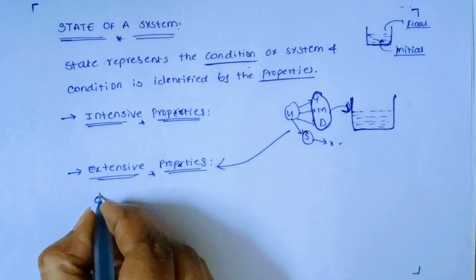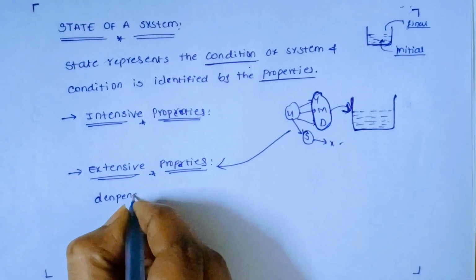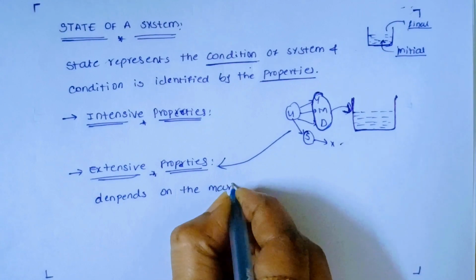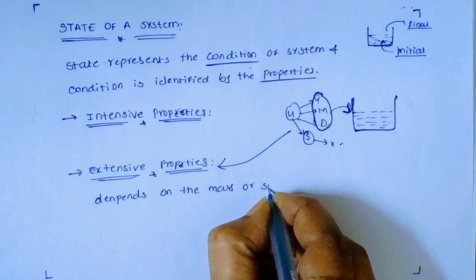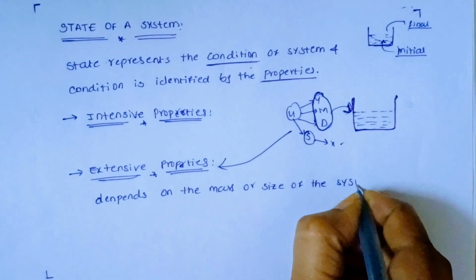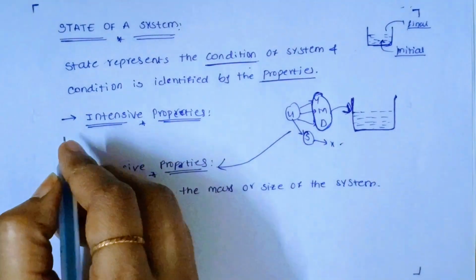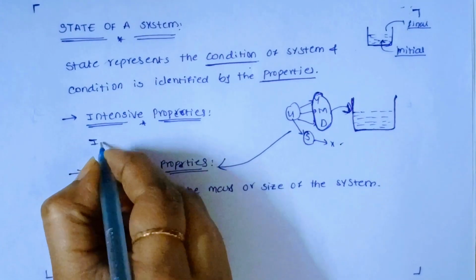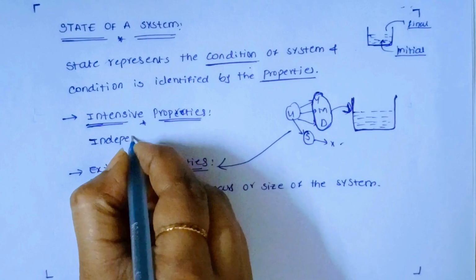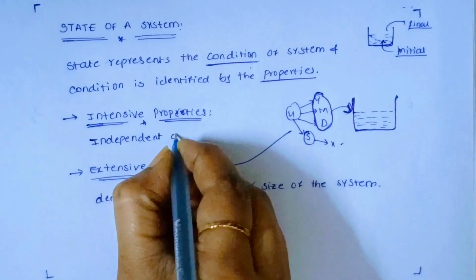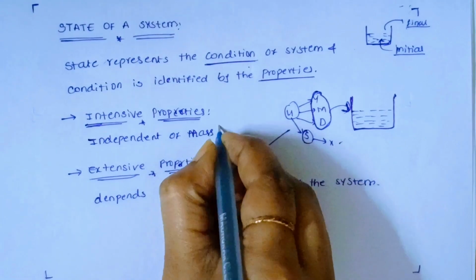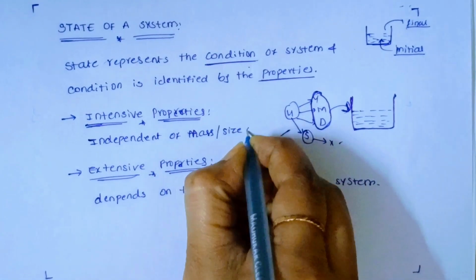Extensive properties depend on the mass or size of the system. Okay, this is the definition for extensive properties. And intensive properties are, intensive means independent of the mass or size of the system.